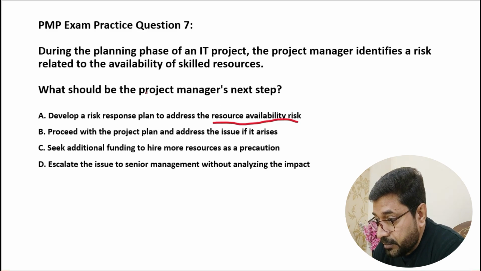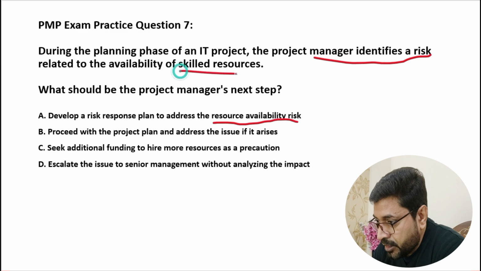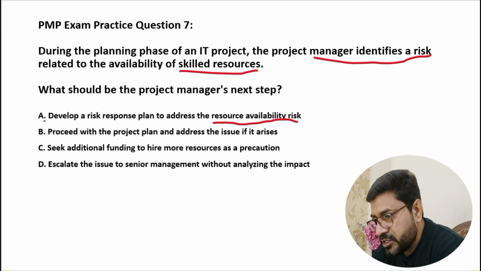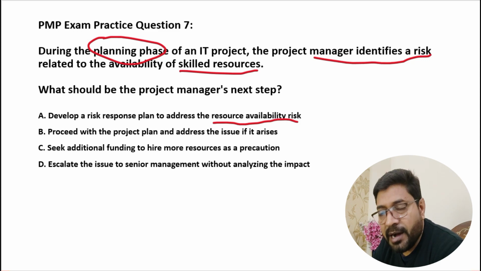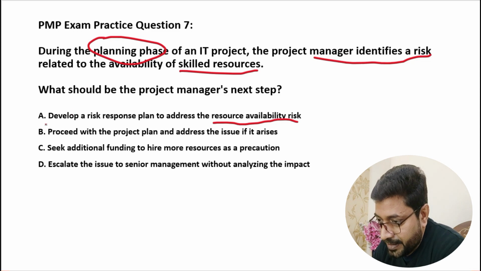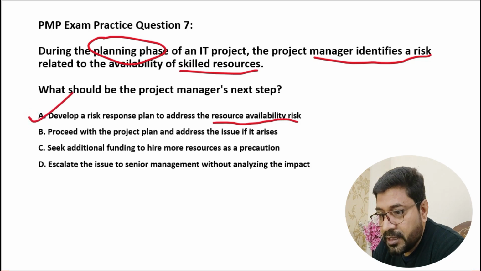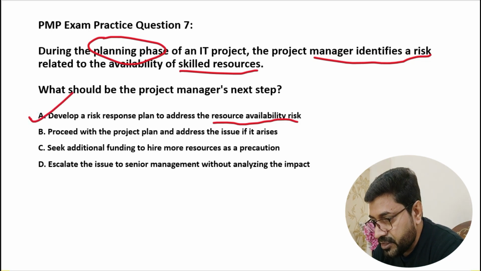Okay, so here the project manager has already identified the risk related to the skilled resources. Now the option says develop a risk response, because we are in the planning phase. In the planning phase we have identified a risk, so what should we do? We should plan the risk response for that particular risk. So option A seems a very good option, to develop a risk response plan to address the resource availability risk.